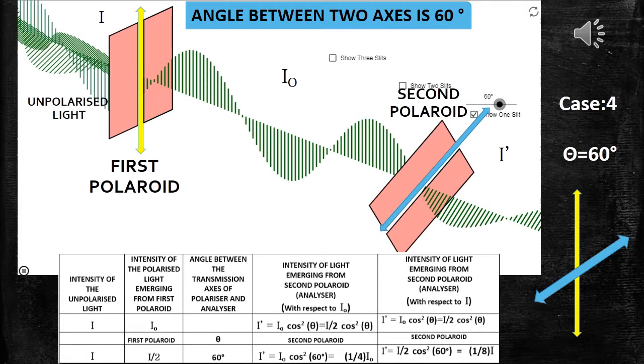Now we are going to calculate the intensity of the light which emerges out from the second Polaroid. What is the formula? I dash is equal to IO cos square theta. Instead of IO, substitute I by 2. The angle between the two transmission axes is 60 degree. Therefore, cos square 60 to be substituted. After calculation, you will get I dash is equal to 1 by 8 into I, 1 by 8th of I. It shows that the intensity of the light which emerges out from the second Polaroid is 1/8 of the intensity of the unpolarized light.